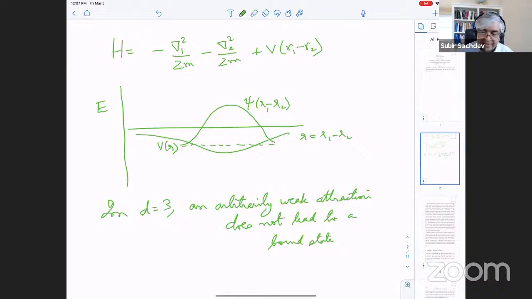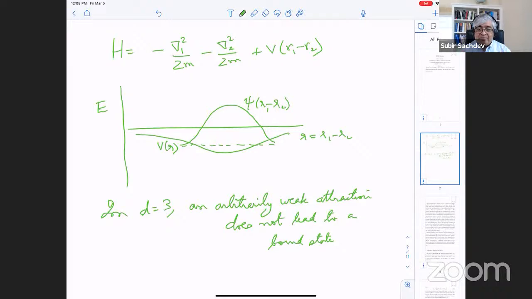One example of this is, of course, the hydrogen atom, where you've got a proton and an electron. Well, that's not an arbitrarily weak interaction. It's a Coulomb interaction, which diverges. And that, we know, does in fact have an infinite number of bound states. But if you took a spherical well, as you might have studied in your quantum course, you find that in three dimensions, it's not always the case that there's a bound state. There can be only scattering states.